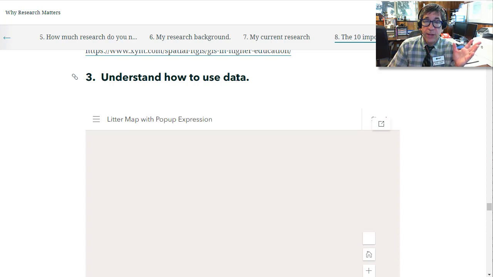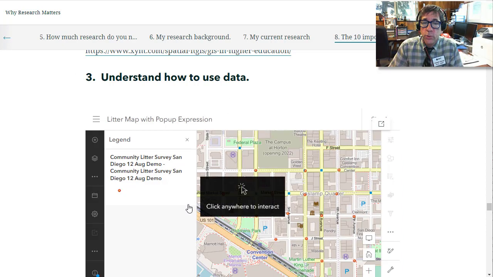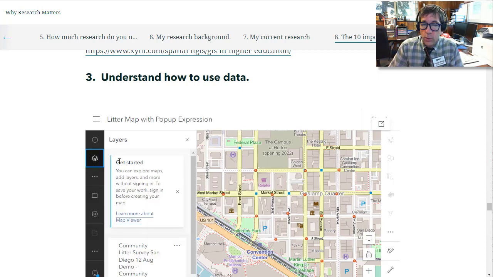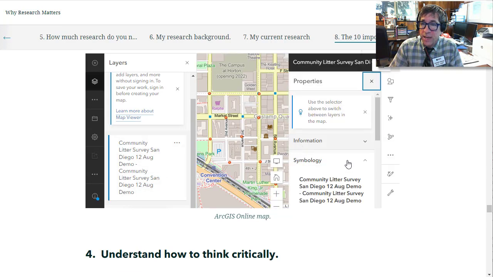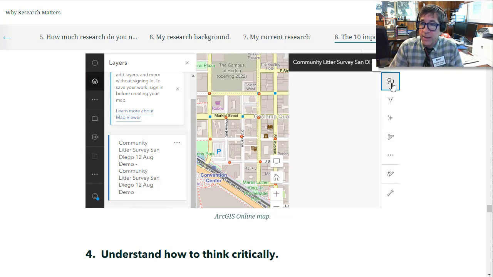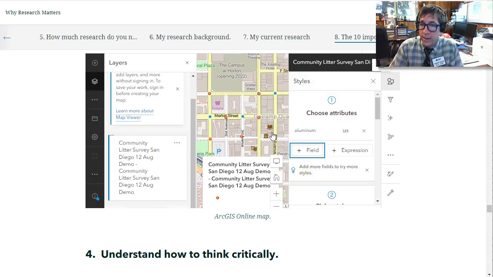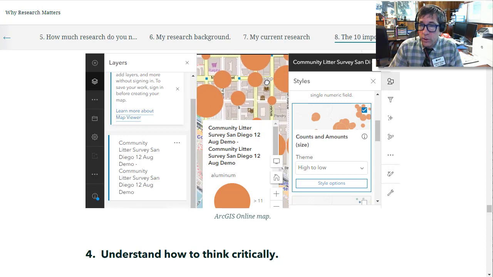How do you use data? In my own area of work, it's understanding how to use geographic information systems. So, for example, if I've got this litter data and I want to symbolize it in a different way, okay, I'm going to say, oh, okay, these are the sample points where I collected the litter data. And now I want to, let's say, add a field and I want to look at aluminum, okay? So aluminum, and it's going to say, okay, here are the places where aluminum is most prevalent.